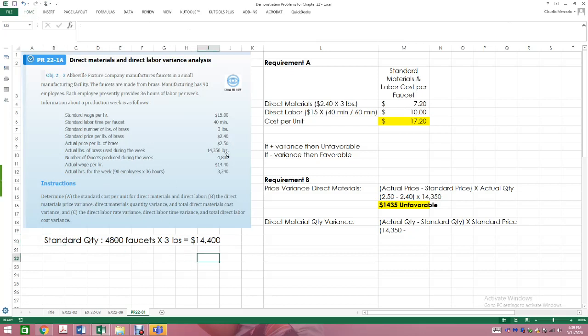The 4,800 faucets that you're manufacturing, and you know that your standard pounds of brass is 3 pounds per faucet. So your standard quantity of pounds of brass you need are 14,400 pounds. Okay, so your standard quantity is 14,400, and then you're going to multiply by your standard price, and your standard price, right here, is $2.40.